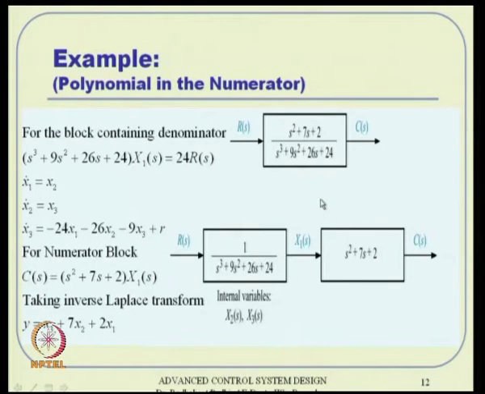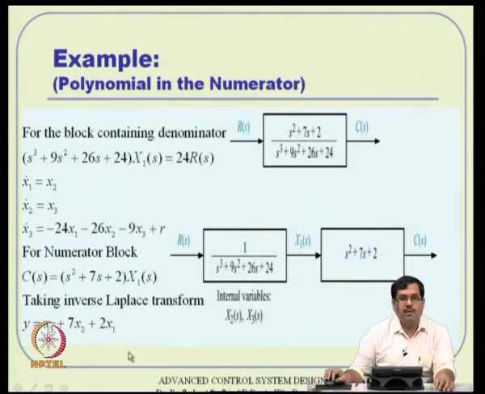Now, coming back to this example, this is 1 here. So, we will have 1 there, which means this part of the equation is already known to us. Now, what happens to the output? The output happens to be this polynomial in x1. This polynomial gives me x1 double dot plus 7 x1 dot plus 2 x1, and x1 double dot is nothing but x3, x1 dot is nothing but x2, and x1 is nothing but x1. So, the output equation is x3 plus 7 x2 plus 2 x1.